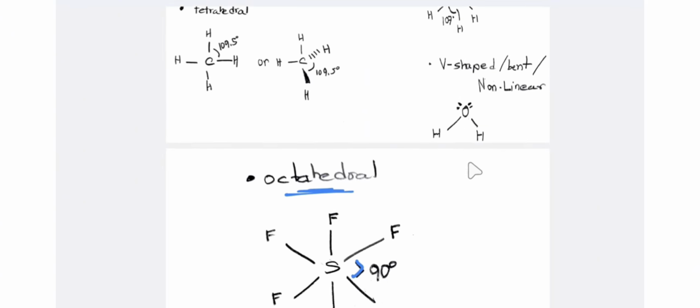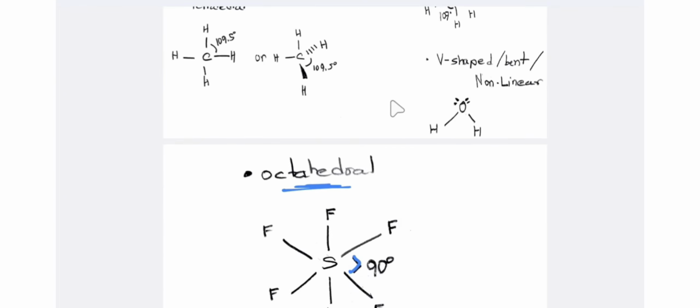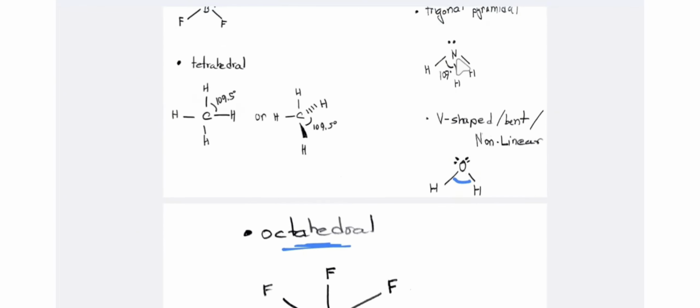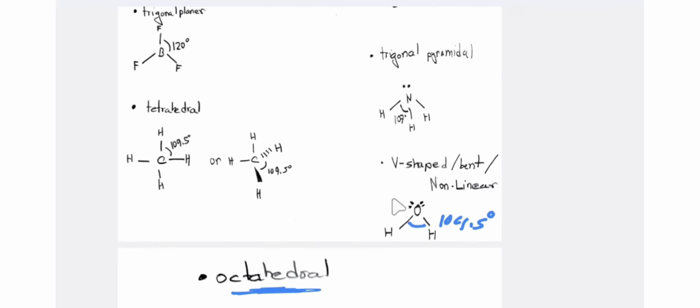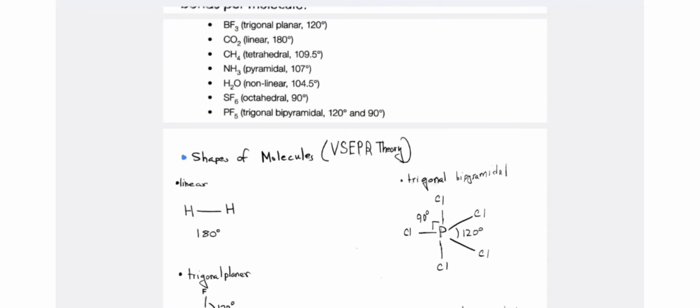So due to the lone pairs of electrons that cause repulsion, the bond angle for water is much less than that of ammonia, that is 104.5 degrees. And for sulfur hexafluoride, octahedral, and the bond angle is 90 degrees. Also, these are the bond angle values that I have shown you. Boron trifluoride, trigonal planar 120, carbon dioxide linear 180 degrees.